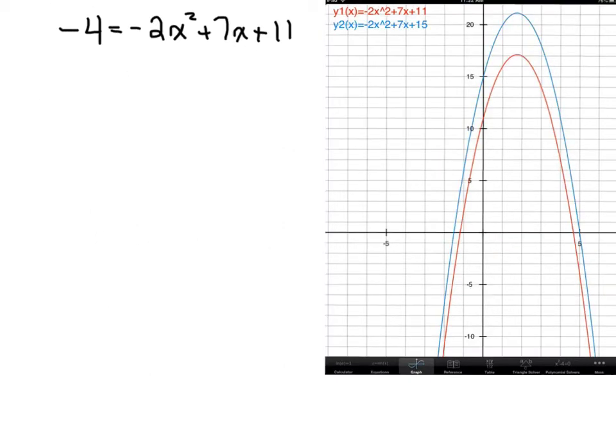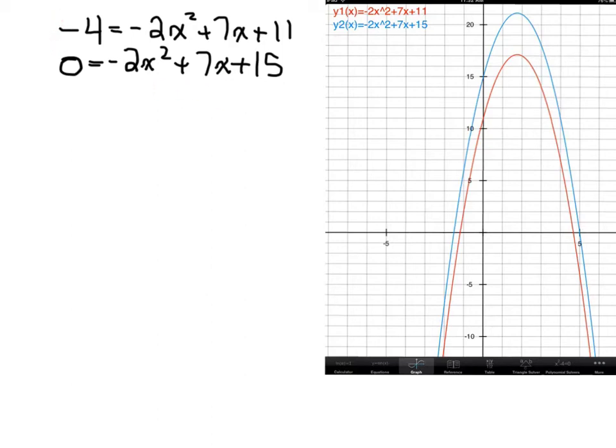So what I want to do now is just explain what's happening graphically when we do the rearranging. So we originally started off with this equation, minus 4 equals negative 2x squared plus 7x plus 11. And in order to solve it by factoring, we have to make sure that this is equal to 0. So I'm going to add 4 to both sides again. So I get 0 equals negative 2x squared plus 7x plus 15. And what you can see is that on this particular graph, I actually have both of those. Red is the original one, this one here, and blue is this one here.